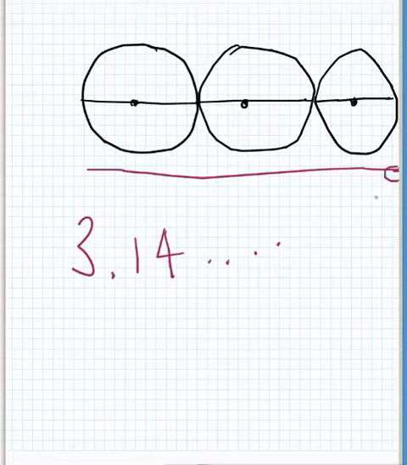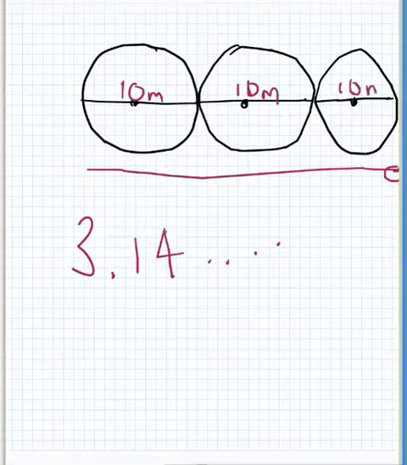So you can see this part left over. That's what makes our decimal. So to approximately calculate the circumference of a circle, all we have to do is get its diameter. Just say this circle had a diameter of 10 meters. Okay, so each one had a length of 10 meters. What is the total length of this line? Its circumference. Well, 10 times 3 is going to be 30 meters.